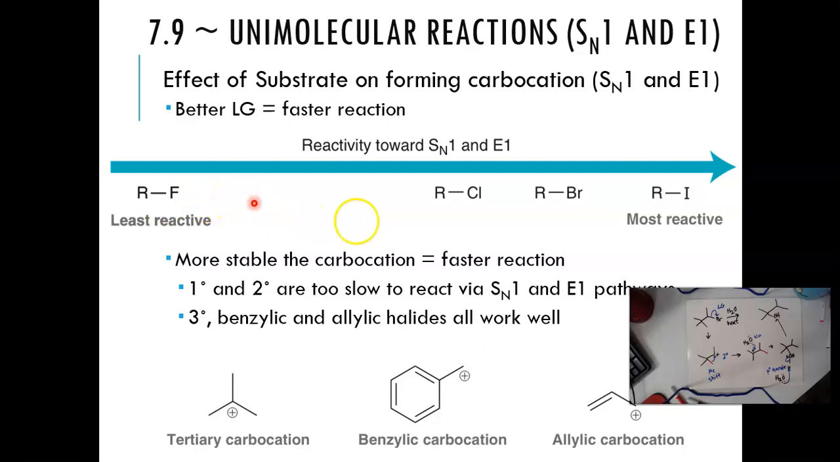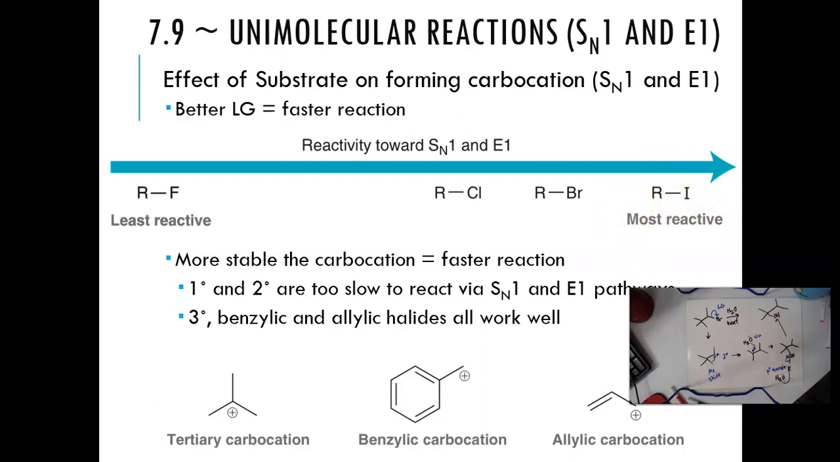So iodine is our best leaving group because it is the weakest base. So we want a weak base. We want something that is stable by itself. So remember, when we say weak base, that's another way to say stable base. So we want to have the weakest base, or the most stable base, as our leaving group.